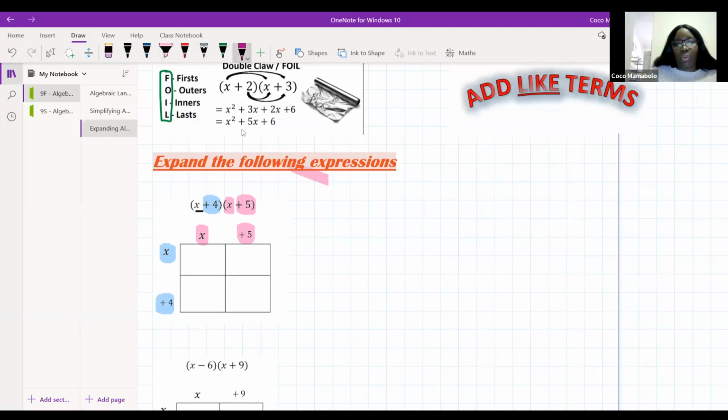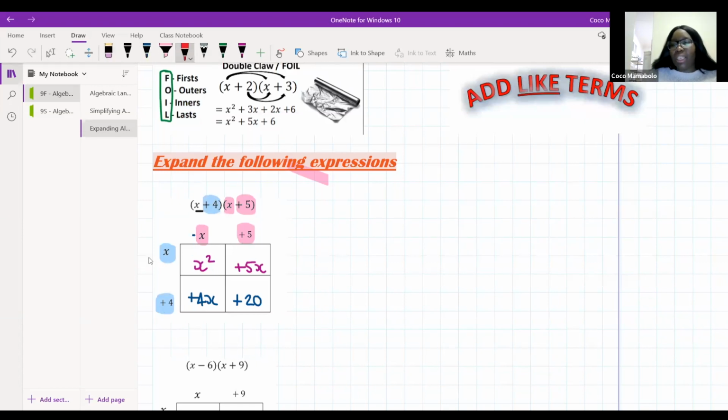Okay, so we're going to go x times x, which will give me x squared. And then I'm going to go x times positive 5, which will give me positive 5x. Okay, then we're going to go to the bottom. We're done with the top part of the grid. Let's go to the bottom. I'm going to get x times positive 4, which will give me positive 4x. And then I'm going to have positive 4 times positive 5, which will give me positive 20. Okay. So we're going to multiply each of them, make sure that each of the bits of the grid is filled up.